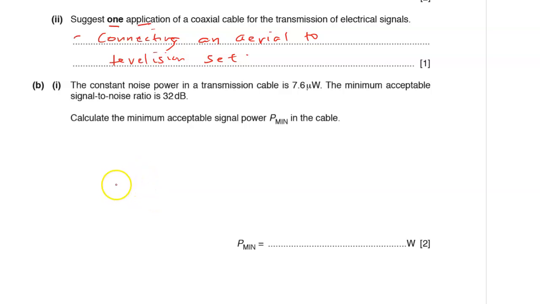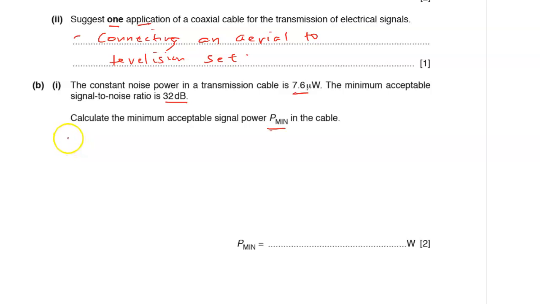Just get that. Part B, the constant noise power in a transmission cable is 7.6 microwatt. The minimum acceptable signal to noise ratio is 32 decibels. Calculate the minimum acceptable signal power P min in the cable.